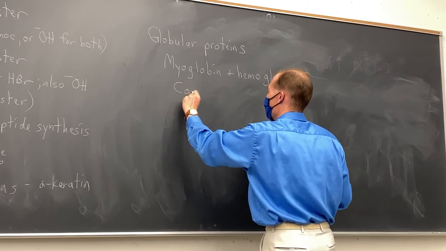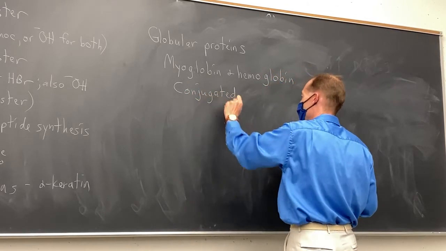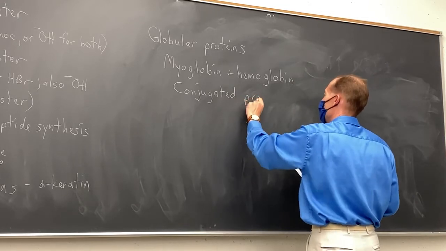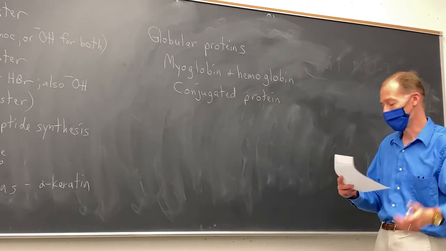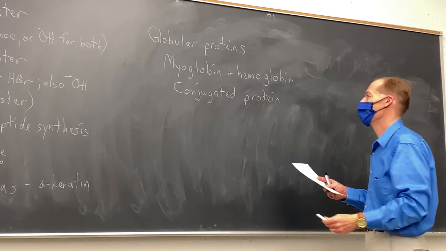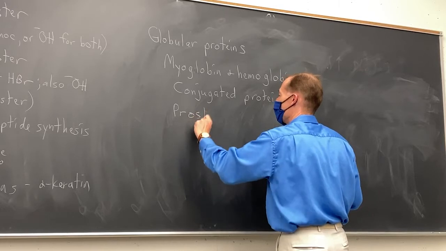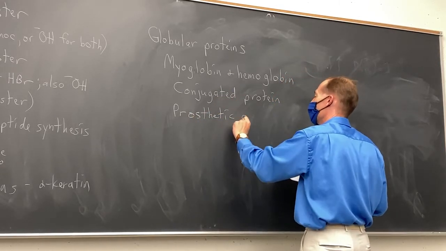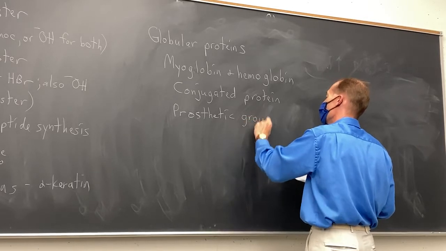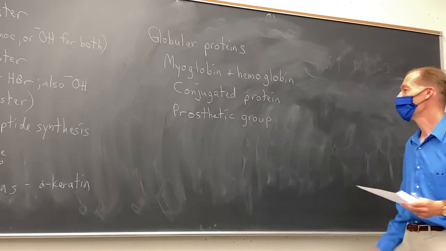They're an example of conjugated proteins, meaning they have a protein portion made up of amino acids covalently bonded to a non-protein portion, and we referred to that group as the prosthetic group. And the one that we have in myoglobin and hemoglobin is the heme group. So just knowing the definitions of these terms is important.